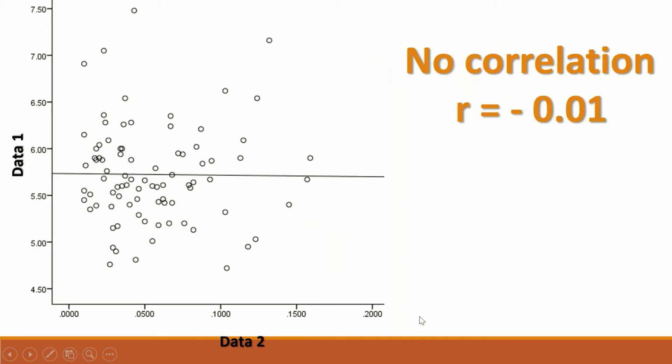The final graph here shows that there is no correlation, as we can see here. The R is nearly close to 0, and there is no correlation between data 1 and data 2. So that is the significance of drawing a scatter plot as a first step when looking at a correlation between two variables.